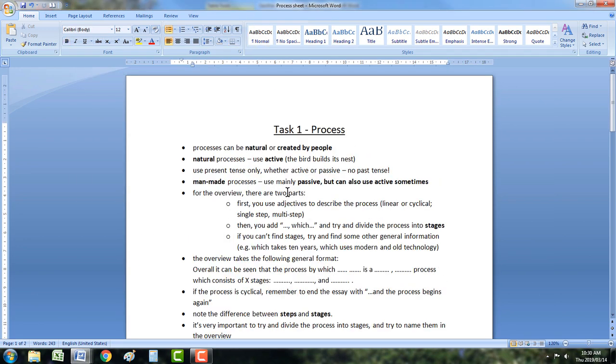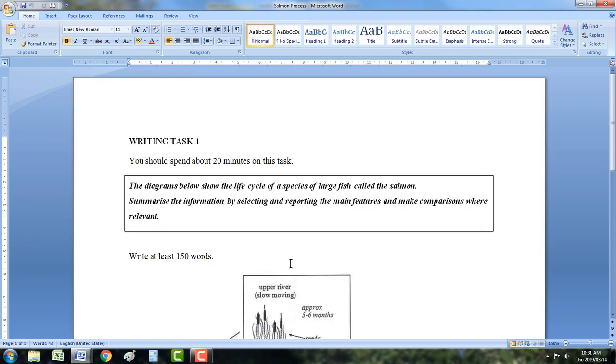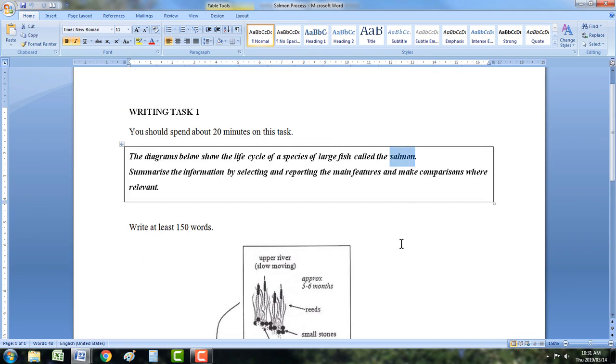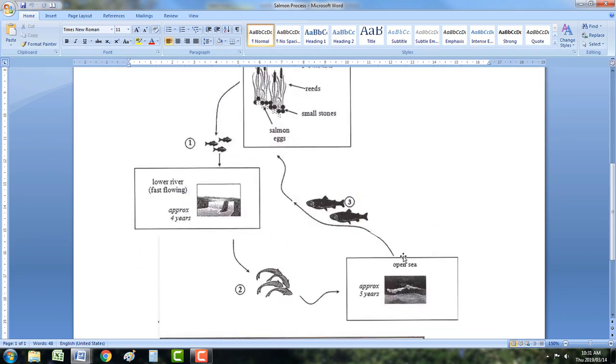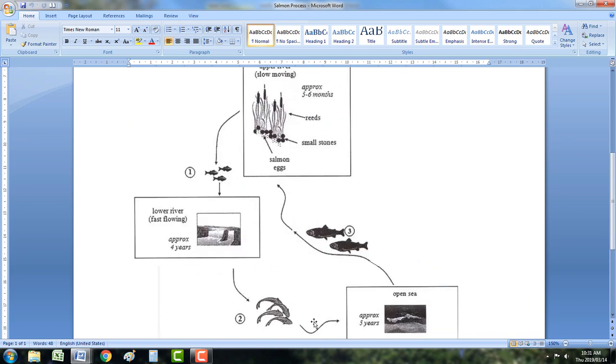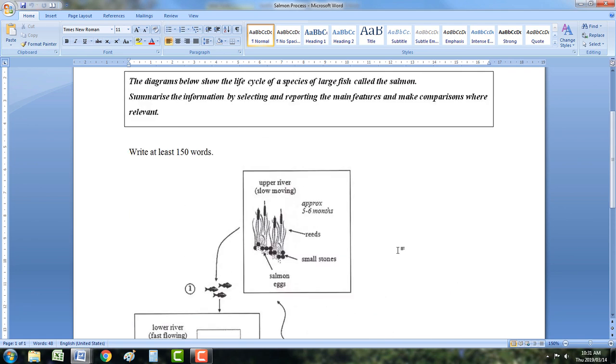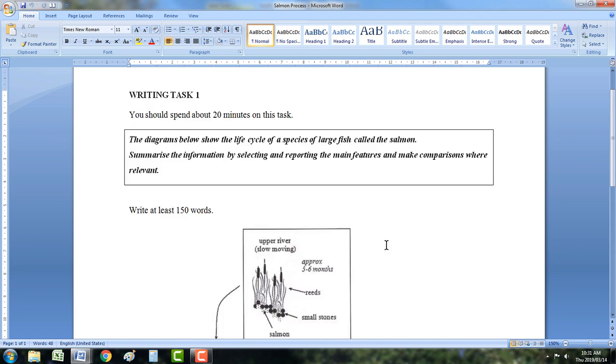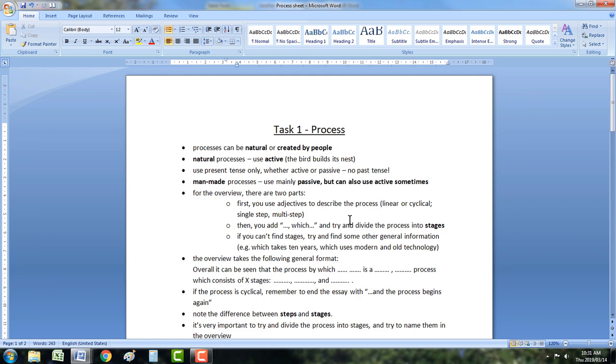The first thing is that these processes can be natural or created by people, man-made. Most of them that you see in IELTS are these man-made ones where it's a product. But there are some natural processes. For example, this one about a fish called the salmon, also from one of the Cambridge books, I forget which one, but this of course is a natural process. Usually the natural processes are cyclical. I'll talk about cyclical. Anyway, we're not going to do natural today. We're going to do man-made, or created by people.